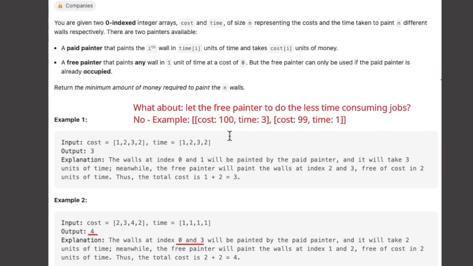But the optimal answer here, as you can see, is to pick the second wall for our paid painter. The paid painter will do his job for 1 unit of time, and in that 1 unit of time, we can ask the free painter to paint the first wall. So essentially, we just have to pay $99. So that's why this kind of greedy approach does not work again.